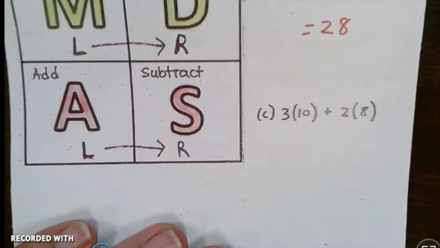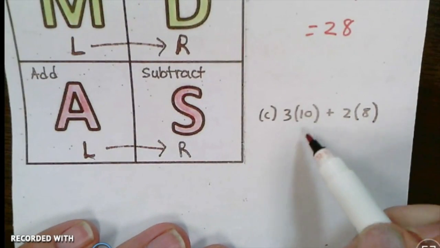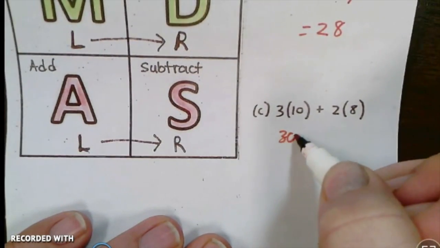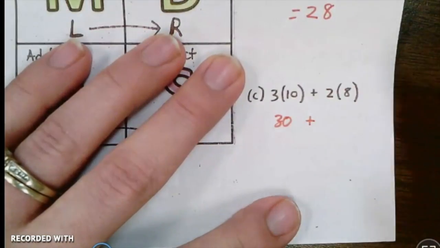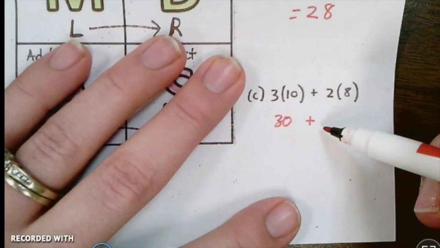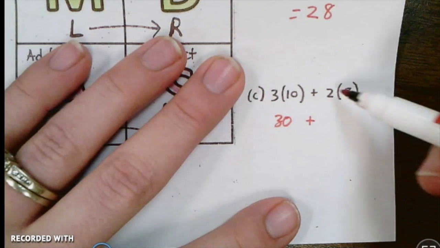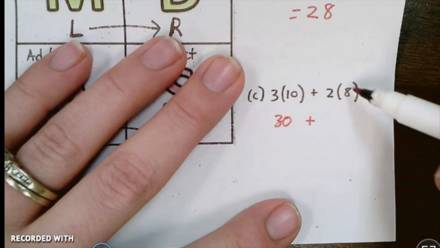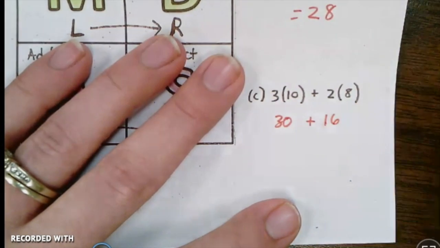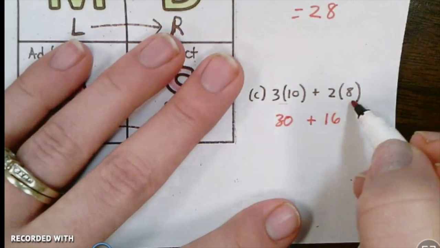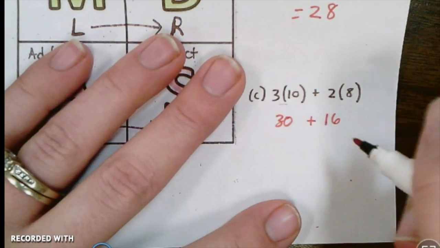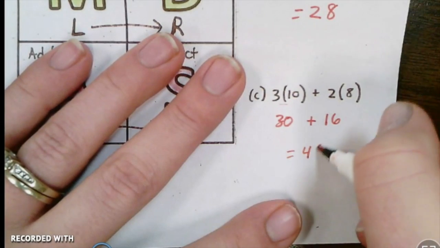Example C. All right, remember, if a number is right next to parentheses, it means multiplication. So 3 times 10 is 30 plus 2 times 8. Now I can't do 30 plus 2 and get 32 and then multiply that times 8 because this is multiplication, and multiplication has to happen before addition. So what's 2 times 8? 16. So now that I've multiplied from left to right, now I'm going to add. So 30 plus 16 equals 46.